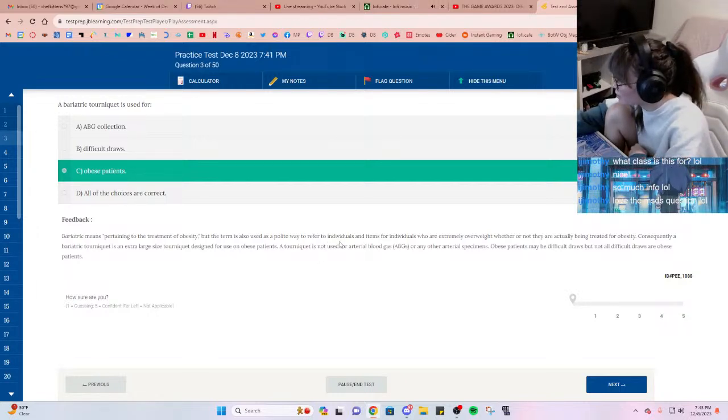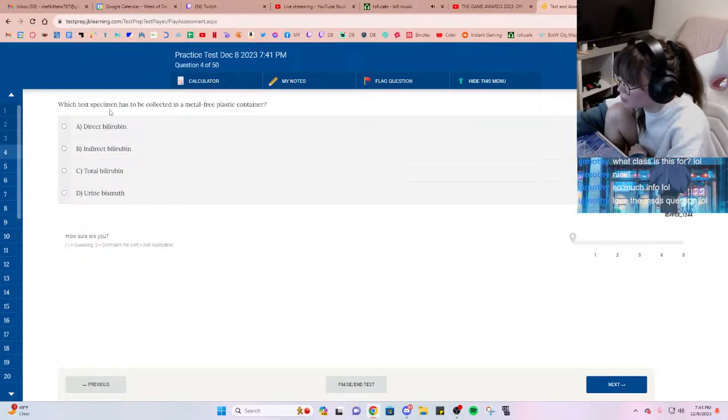It's a polite way to refer to individuals and items for individuals who are extremely overweight, whether or not they are actually being treated for obesity. Consequently, a bariatric tourniquet is an extra large size tourniquet designed for use on obese patients. A tourniquet is not used for arterial blood gas or any other. Okay, yeah, we know that.